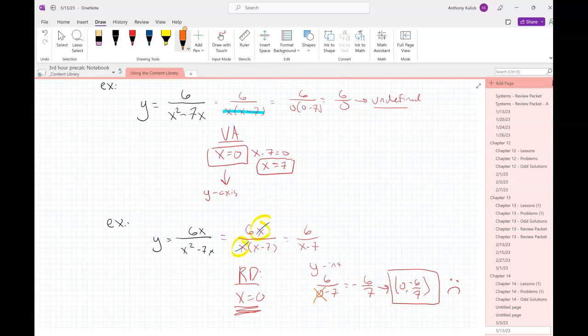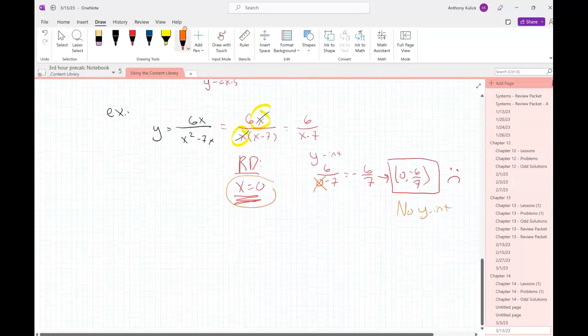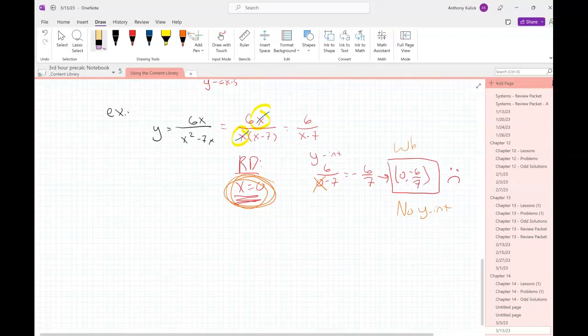So there is no y-intercept because at x equals 0, we have our removal discontinuity. So there's actually a hole in the graph at 0, -6/7. That's not a point. That's where the location of the removal discontinuity is. That's where the hole in the graph is. So there's like a little tiny point missing. There's 1 point missing from our graph at that location.